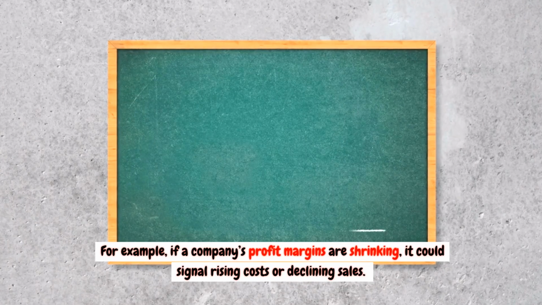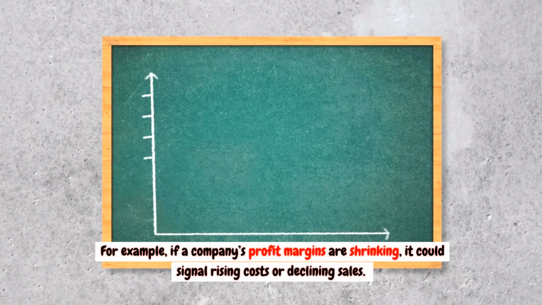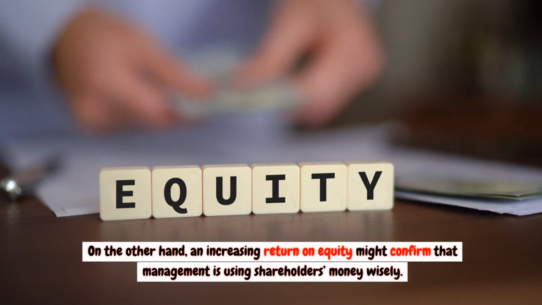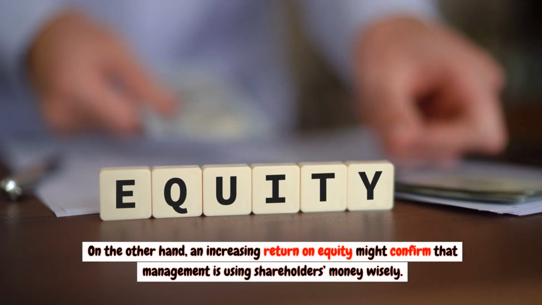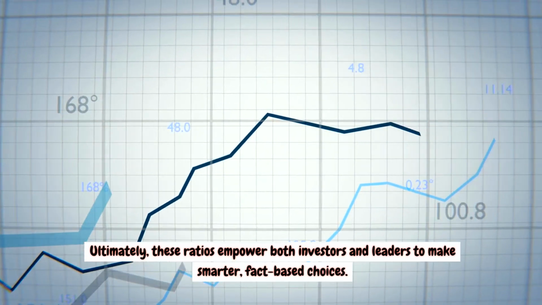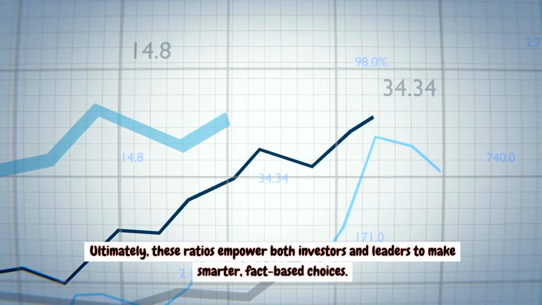For example, if a company's profit margins are shrinking, it could signal rising costs or declining sales. On the other hand, an increasing return on equity might confirm that management is using shareholders' money wisely. Ultimately, these ratios empower both investors and leaders to make smarter, fact-based choices.